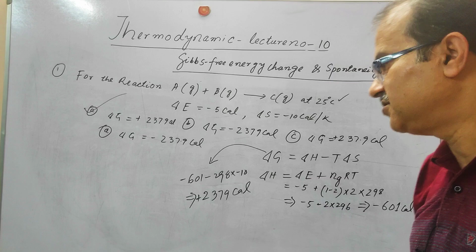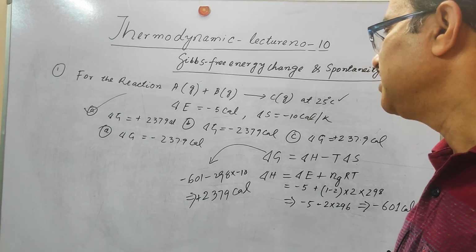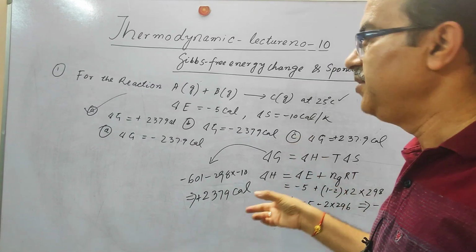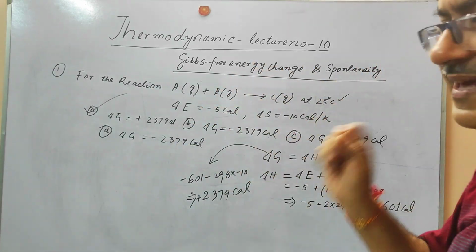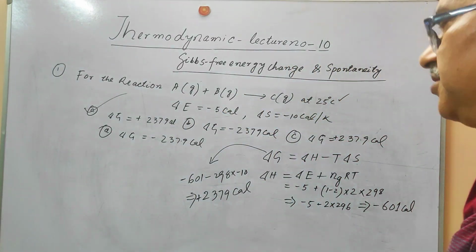So this reaction is not spontaneous because delta G is positive. Delta G must be negative; then any reaction will be spontaneous.